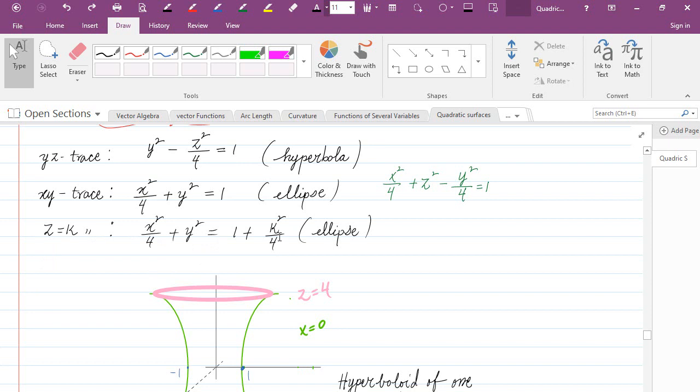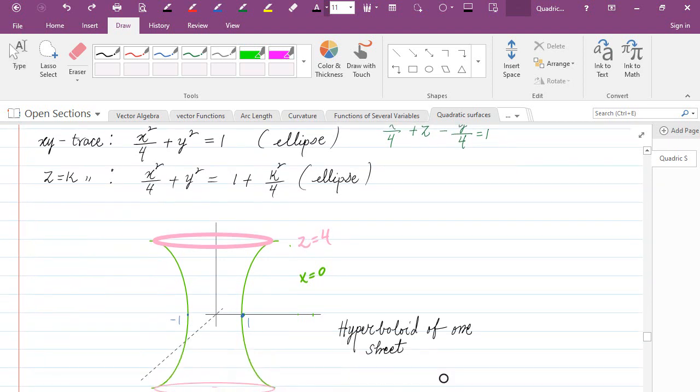Now when k is 0, you get the trace in the xy plane, which is this one. And as k gets bigger and bigger in absolute value, this ellipse gets bigger and bigger. So you can see that.